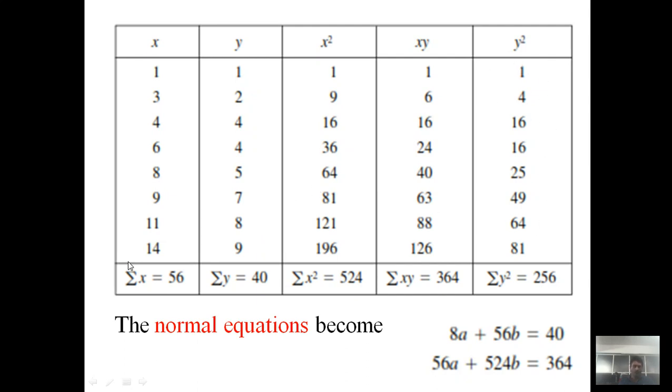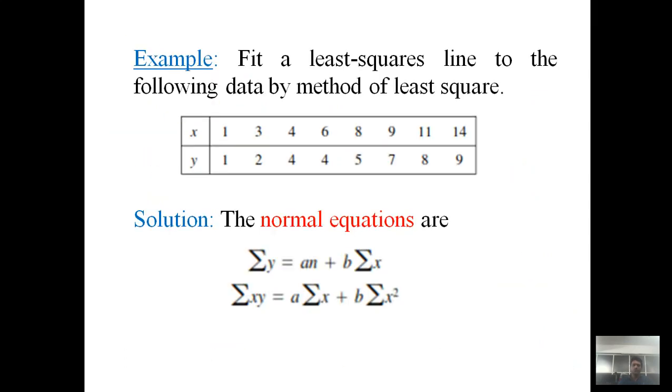So finally we have to find the sum of x, that is 1 plus 3 plus 4 and so on up to 14, so it's 56. Similarly, the sum of all the elements in the second column, the sum of y, is 40. Similarly, we obtain the sum of x square as 524 and the sum of y square as 256. So next we have to plug in the values into the normal equations.